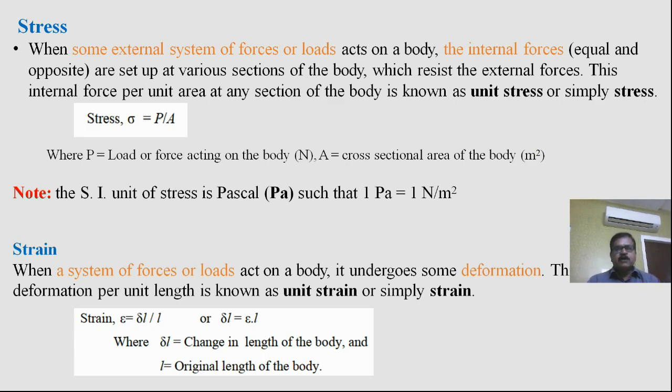The units are, in SI unit we take Pascal, that is Newton per meter square. The more commonly used units are megapascal or Newton per mm square.